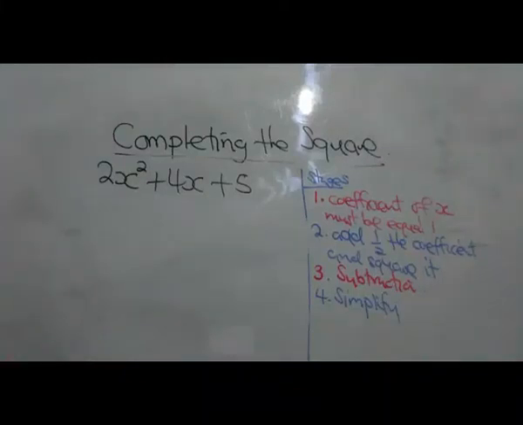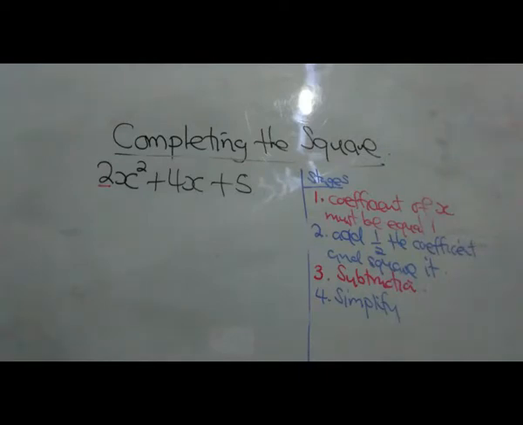Welcome back. We are still on completing the square, on the second video. So this time we are looking at case number 2, where the coefficient of x is not equal to 1. It is now a number greater than 1. It can be 2, it can be 3, but this time it's 2. So how do you go about it?